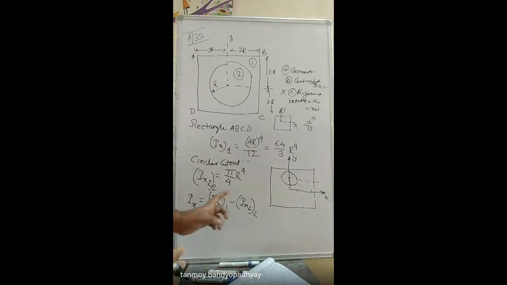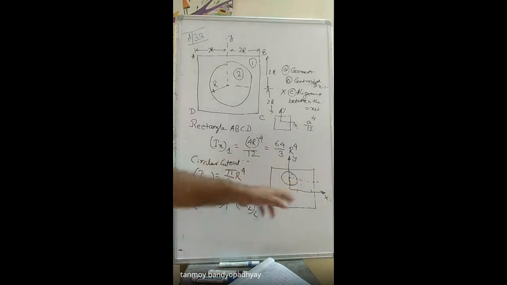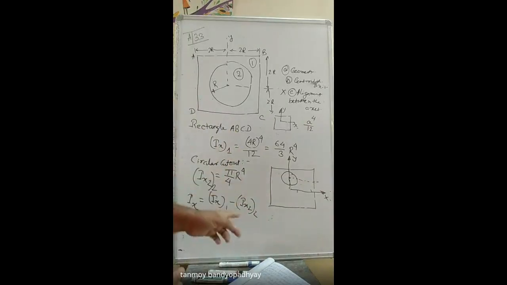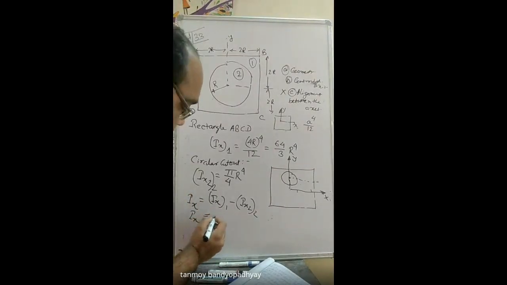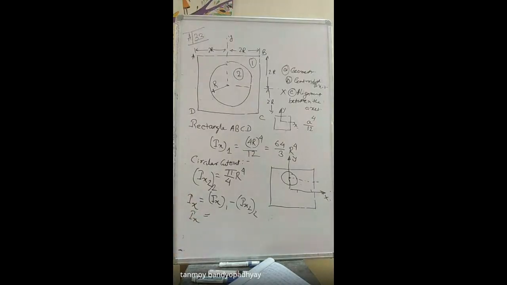But in this case, even if you apply the parallel axis theorem, since the axes are coincident, the d term will be 0. So that is why it will be the same term. Okay, so just calculate this one. This is the easier problem. Just calculate this one and see what value you are getting.